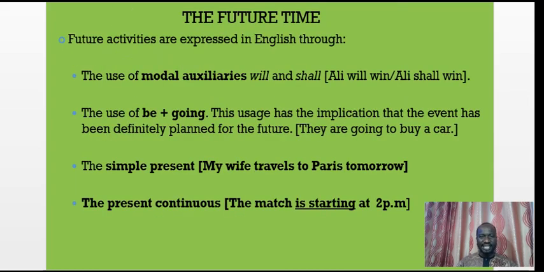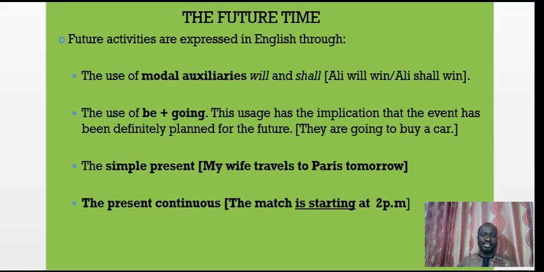The future time. Future activities are expressed in English through the use of modal auxiliaries, will and shall. Ali will win. Ali shall win. The use of be plus going to. The usage has the implication that the event has been definitely planned for the future. For example, they are going to buy a car. They are going to play the game next week.